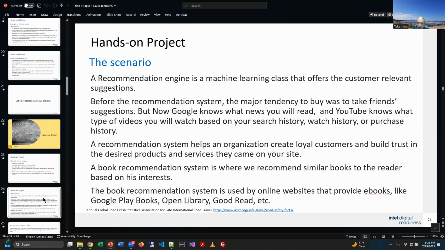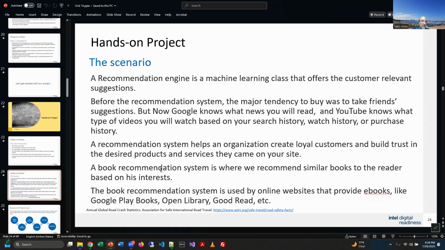Recommendation systems, it says here, help organizations create loyal customers and build trust in desired products and services. A book recommendation system is where we recommend similar books to the reader based on interest, kind of like the Netflix things. And then you can get books that are matching your topics based upon these things. So this is the scenario for this project.